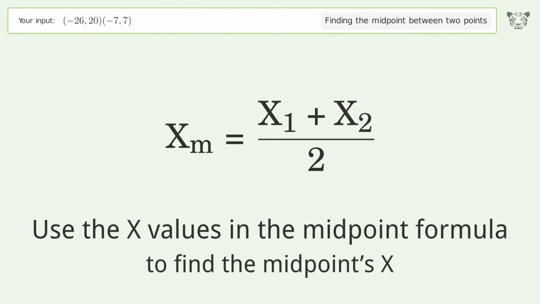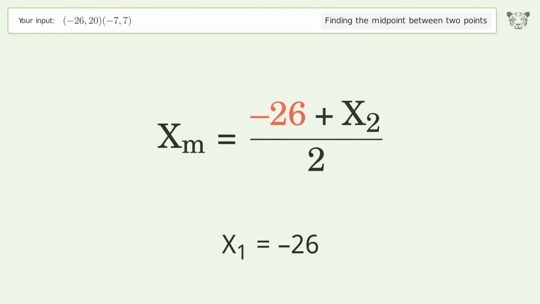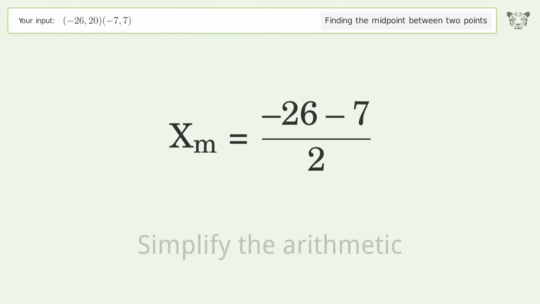Use the x values in the midpoint formula to find the midpoint's x. x1 equals negative 26. x2 equals negative 7. Simplify the arithmetic.